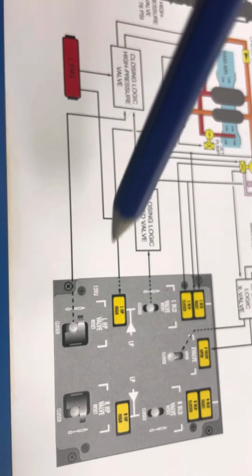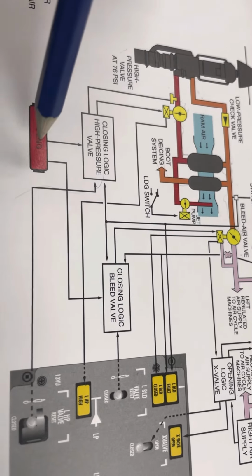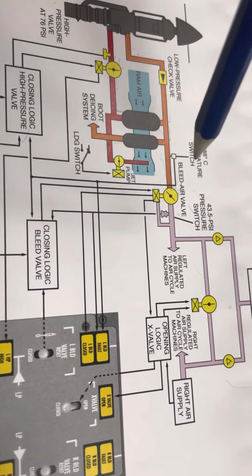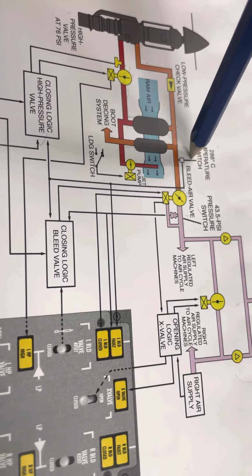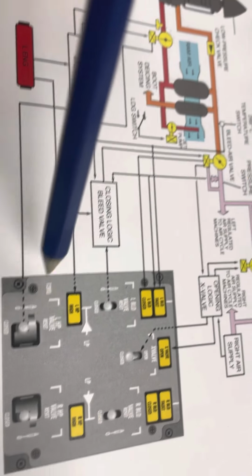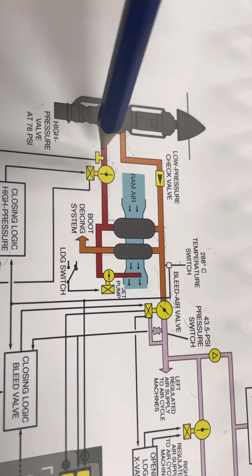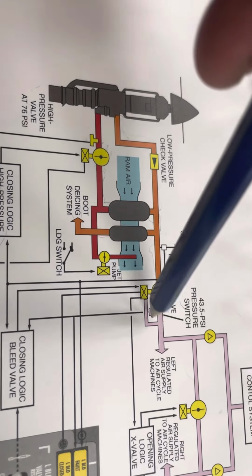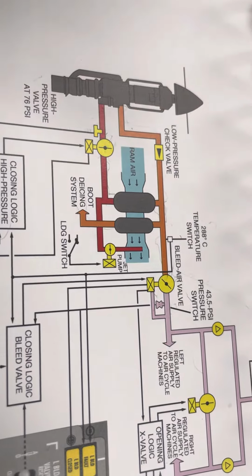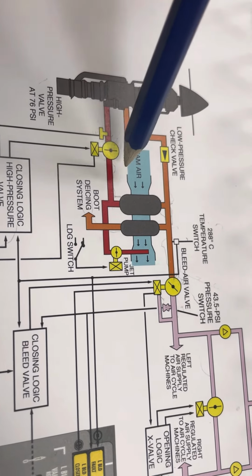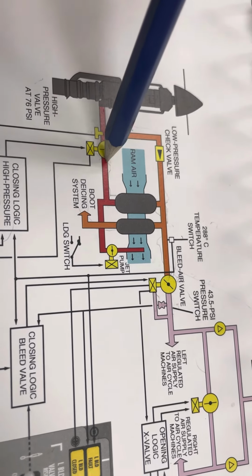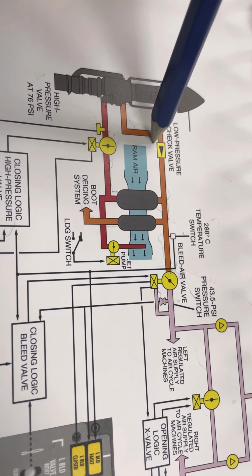And for the high pressure bleed valve to close, it's fire handle, temperature, switch, and pressure. But note that the pressure on this one is a different pressure switch than the one for the low pressure bleed valve. HP bleed air is only there to supplement low pressure bleed air.